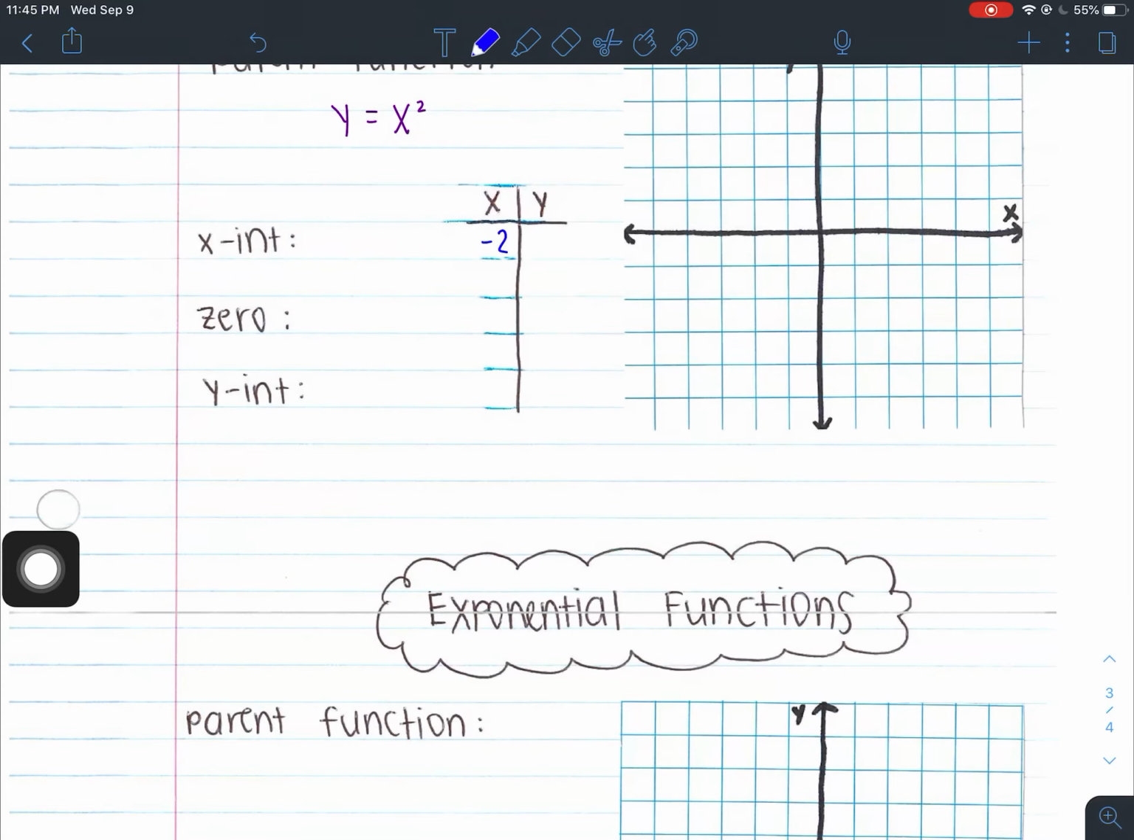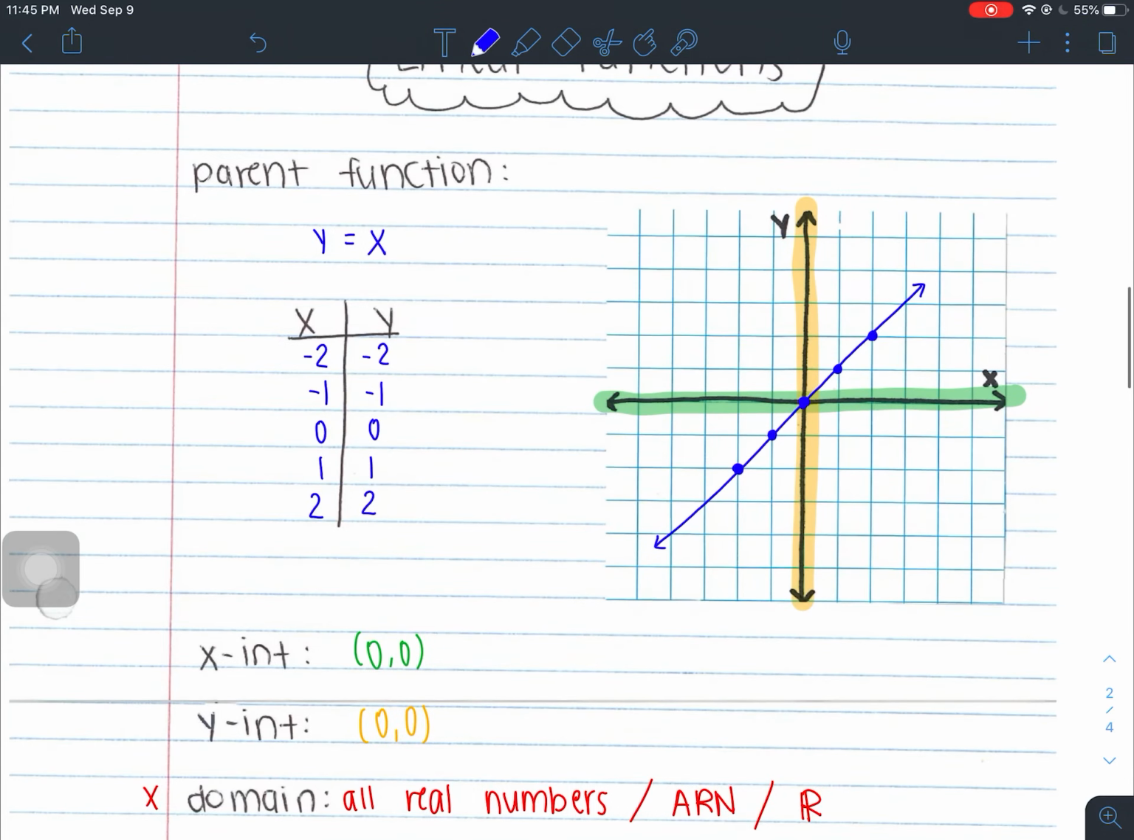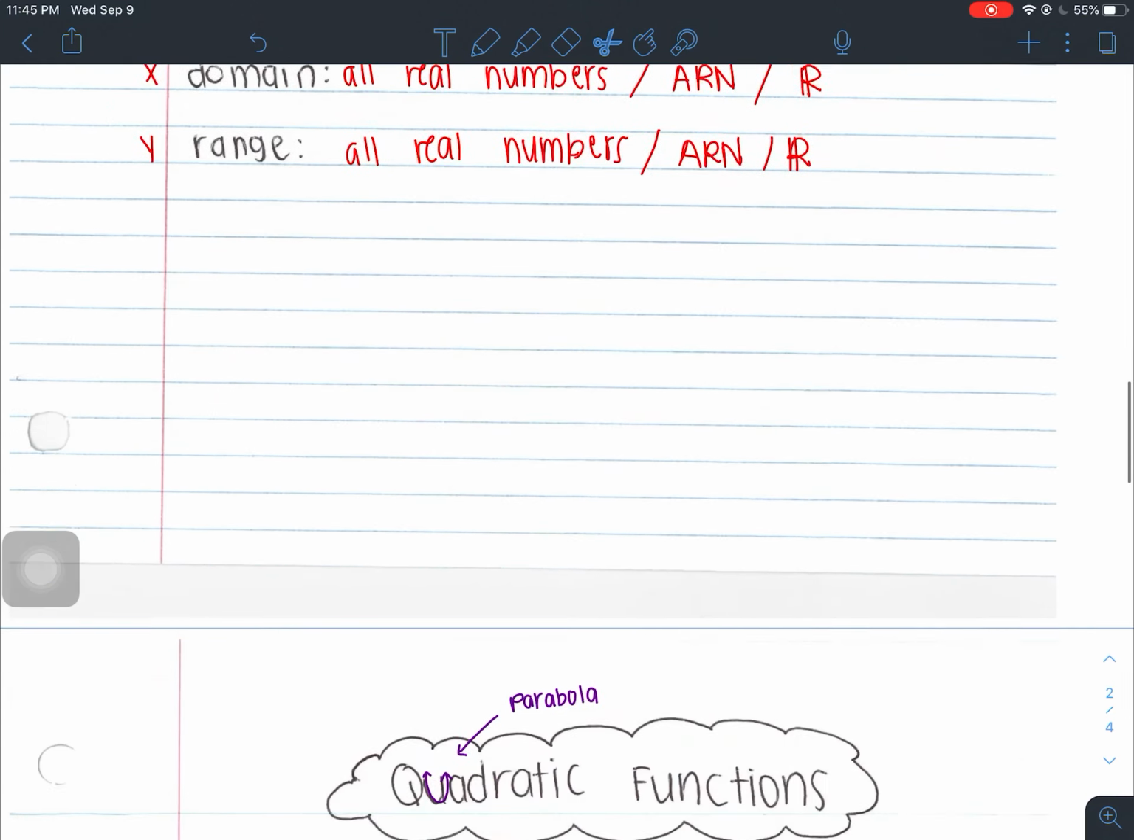So I have -2, 4; -1, 1; 0, 0; 1, 1; 2, 4. So these are the values I get in my table. And I'm actually going to change this to purple because it's bothering me. Okay.